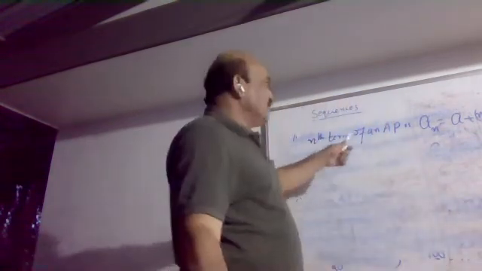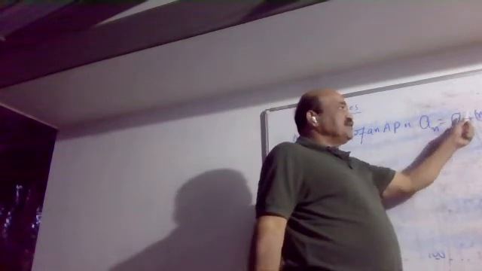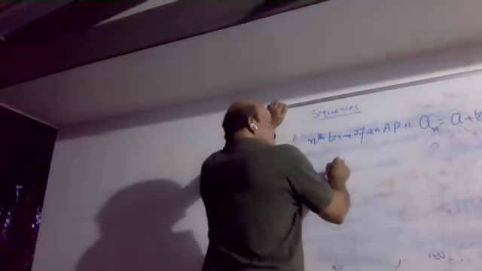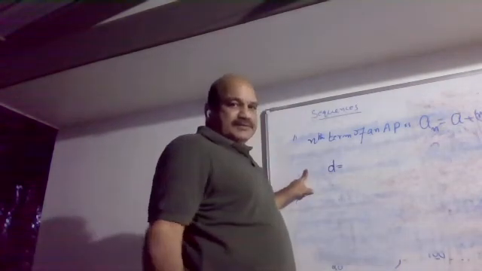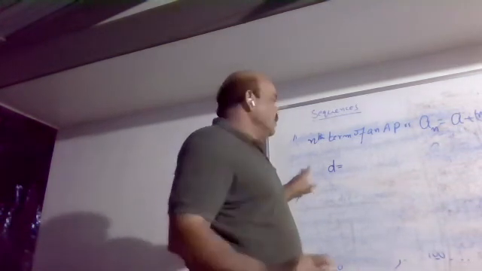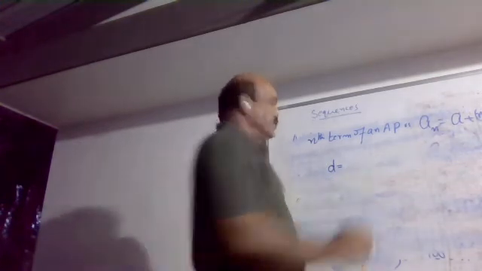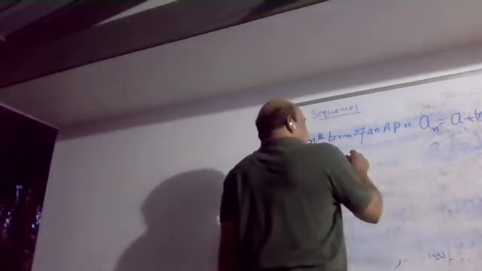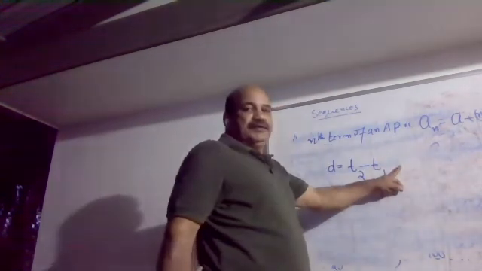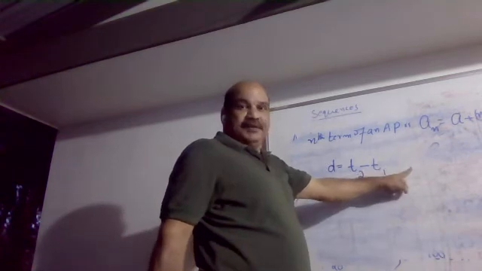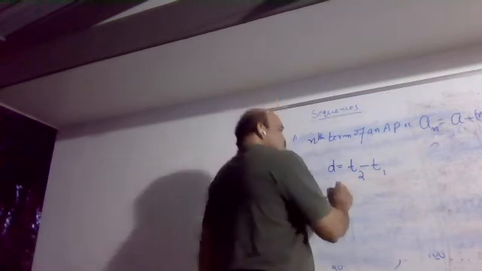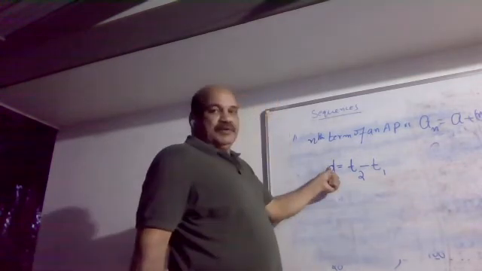The nth term of an AP is An is a plus n minus 1 into d. How will you find d? The common difference. Yes, second term minus first term, or third term minus second term. The difference between two consecutive terms. So d equals T2 minus T1, or T3 minus T2, or T4 minus T3. The difference between two consecutive terms gives you the common difference.